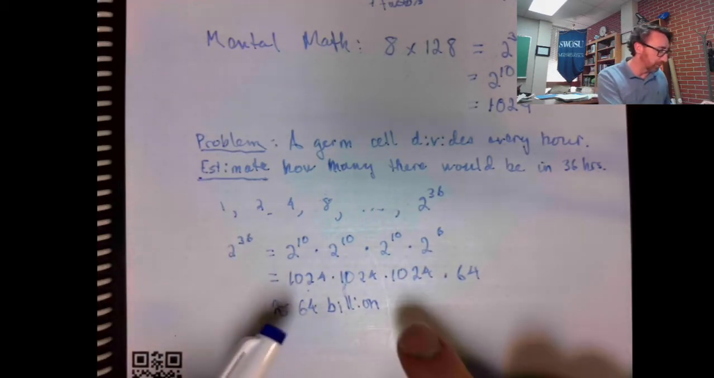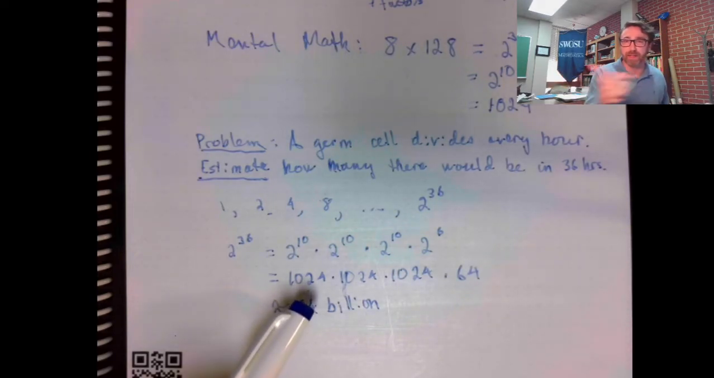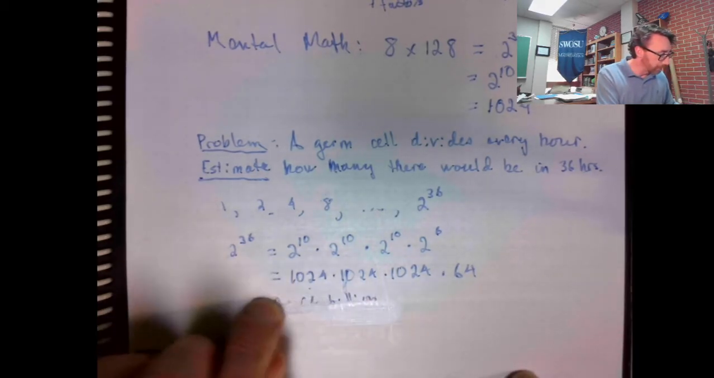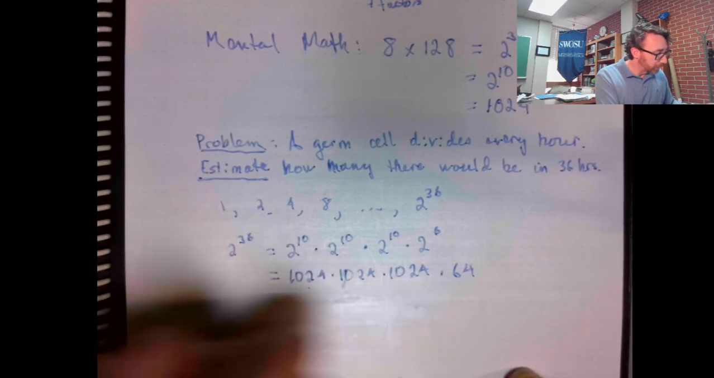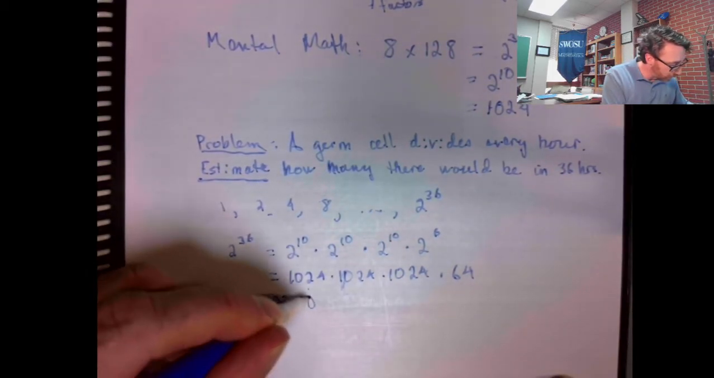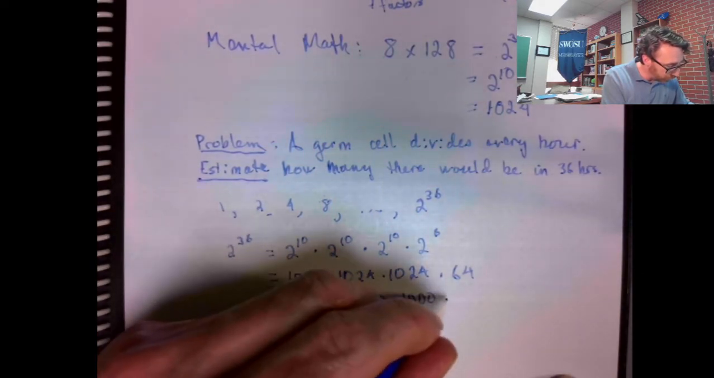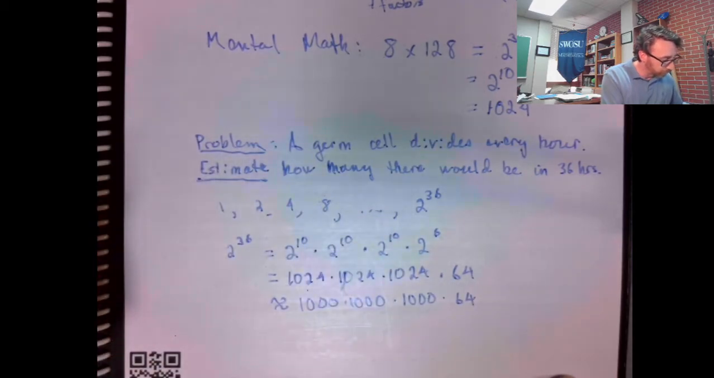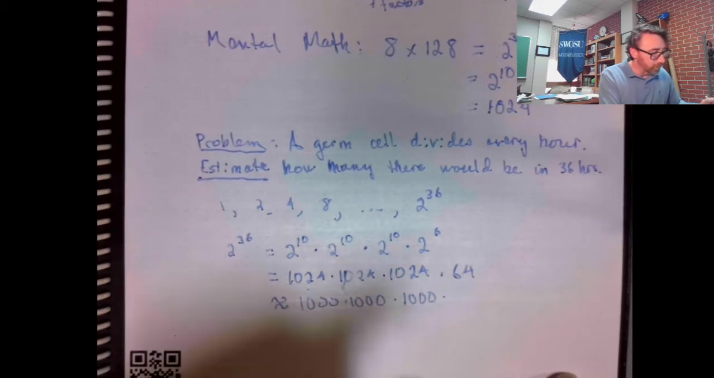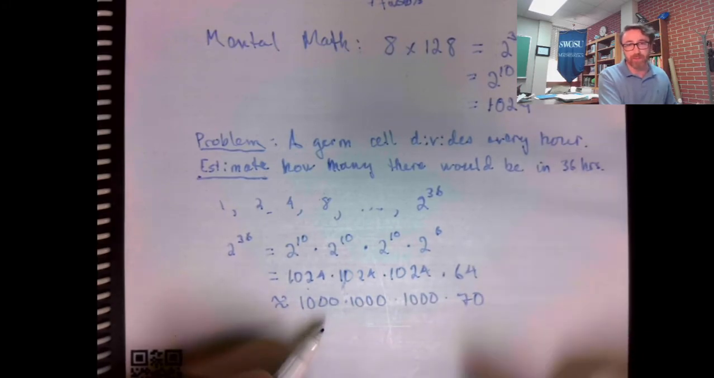Well, if I'm estimating, I don't calculate with 1024, I calculate with 1,000. So this is approximately equal to 1,000 times 1,000 times 1,000 times 64. Or if we want to do an even better estimate, let's just call that 70. Round these down, round this up.